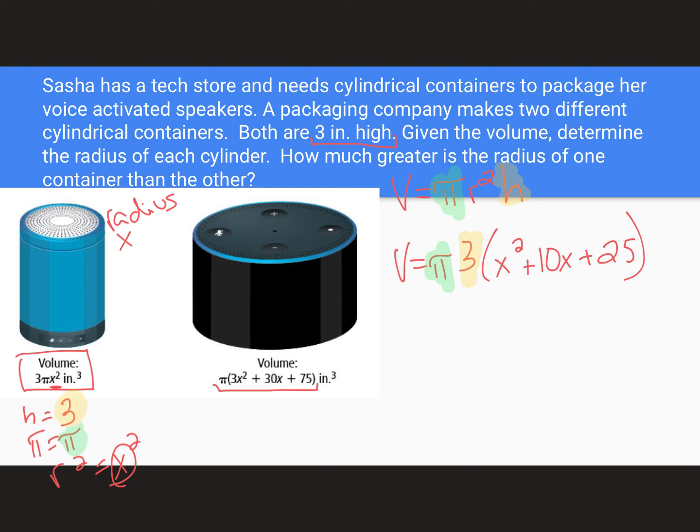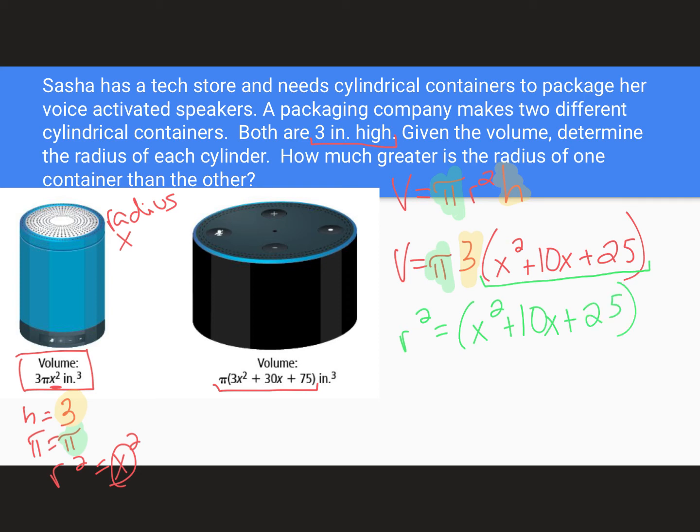Okay, so I need to find my radius. So I know that x squared plus 10x plus 25 must be my radius squared. And I'm trying to find my radius. So my radius squared is x squared plus 10x plus 25.